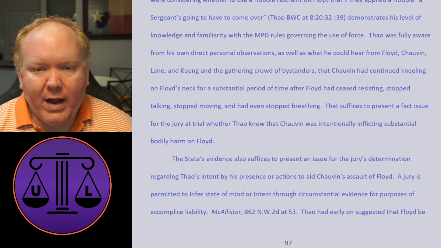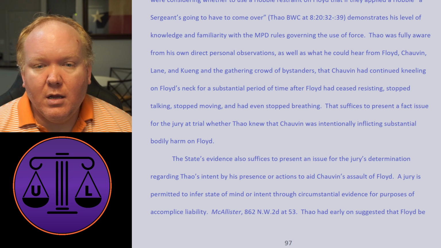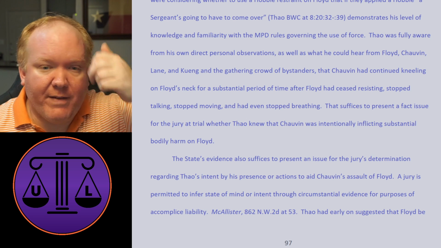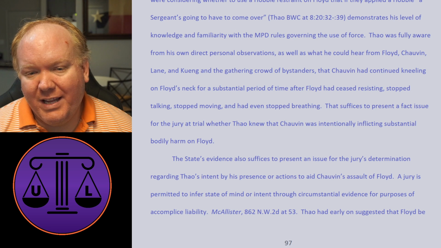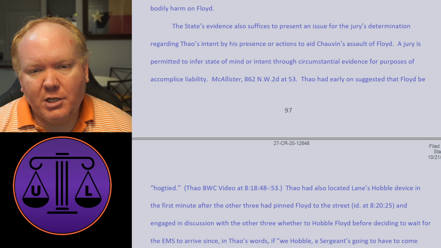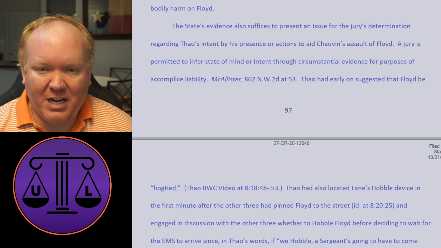Thao was fully aware from his own direct personal observations, as well as what he heard from a group of bystanders, that Chauvin had continued kneeling for a substantial period of time. This suffices to present a fact issue to the jury as to whether he knew about the knowledge. The State also presents sufficient evidence for jury determination of intent by his presence or actions to aid. A jury is permitted to infer state of mind.